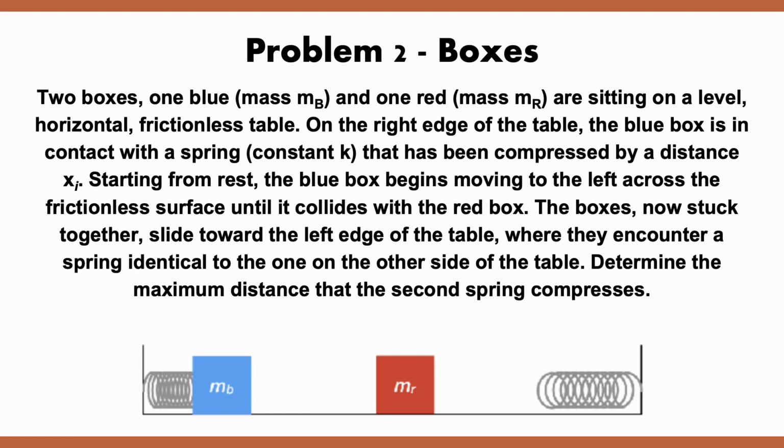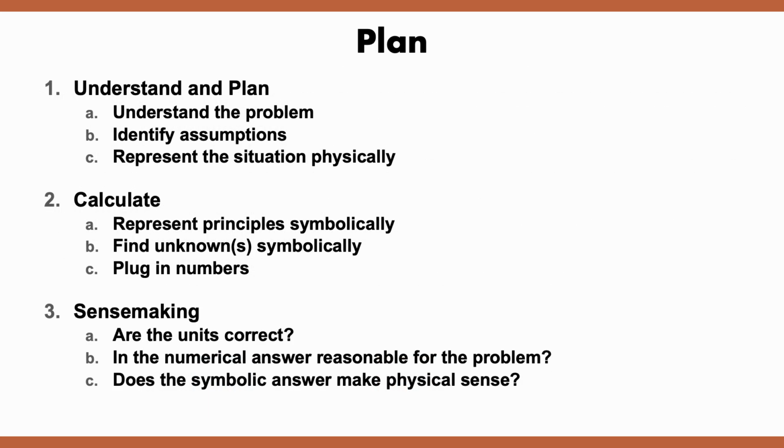Starting from rest, the blue box begins to move to the left across the frictionless surface until it collides with the red box. The boxes are now stuck together and slide toward the left edge of the table, where they encounter a spring identical to the one on the other side of the table. Our problem is to determine the maximum distance that the second spring compresses, and we're going to go over that throughout the presentation today.